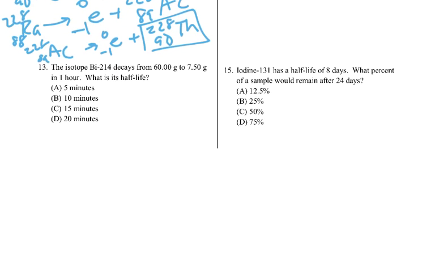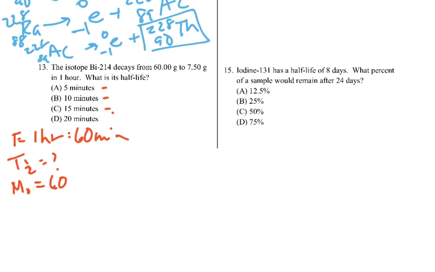Okay, number 13. The isotope decays from 60 to 7.5 grams in 1 hour. What's the half-life? So let's do our problem here. We have time, and that is 1 hour. Now the answers are all in minutes, so let's call that 60 minutes. The half-life is what we're looking for. The mass at time 0 is 60 grams, and the mass at time t is 7.5 grams.